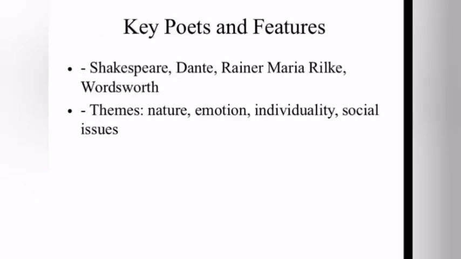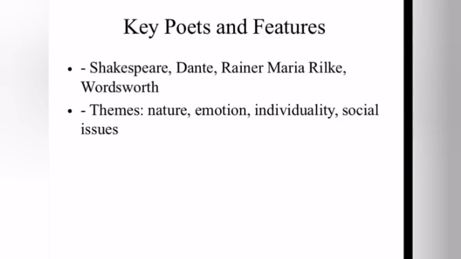Okay. So the themes in this era have to do with nature, emotion, individuality, and social issues. Practically, what people like Shakespeare wrote more about, there's a poem on, I think, a flower called daffodils. So they wrote more on nature, emotion, individuality, and the social issues of that era. Most of the poems in that era had all these themes.